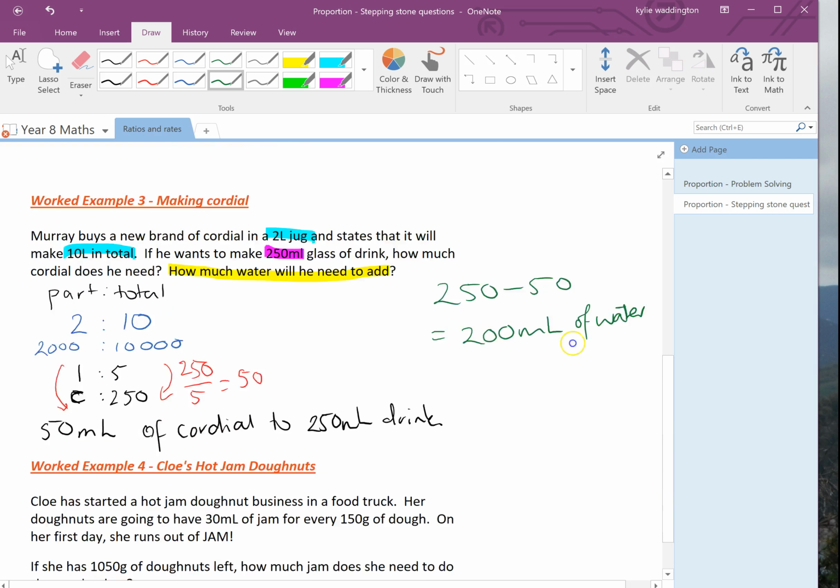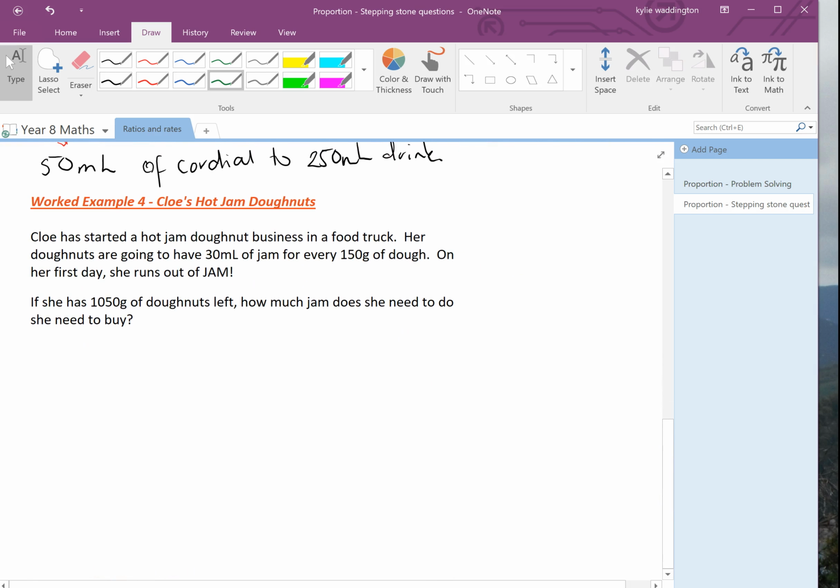Now, the last problem we've got is the one that we started and didn't quite get to finish in class. And I've modified it slightly because some people did finish it. So Chloe came up with the idea that we had a hot jam donut truck. She said that we needed to put 30 mils. She didn't say that, she said 20, but I thought we'd be a bit more generous. 30 mils of jam and each 150 grams of donuts. So our first ratio is going to be 30 to 150.